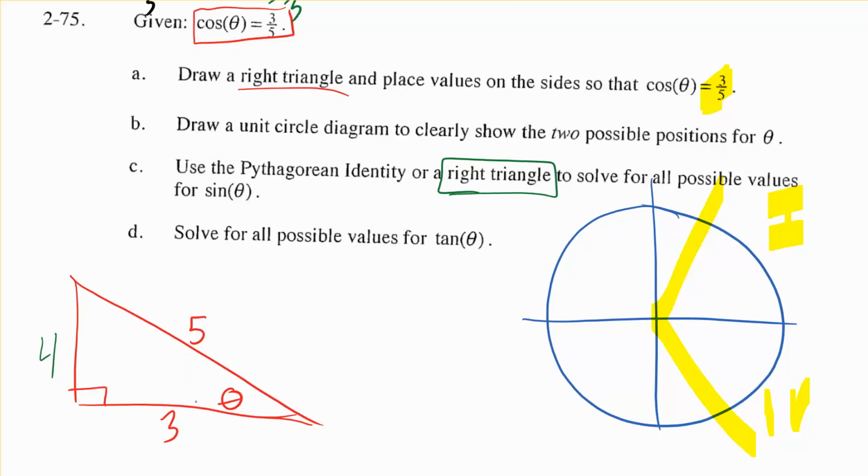So sine is opposite over hypotenuse. So either sine is 4/5 if it's in the first quadrant, or negative 4/5 if it's in that fourth quadrant. It's either positive or negative.